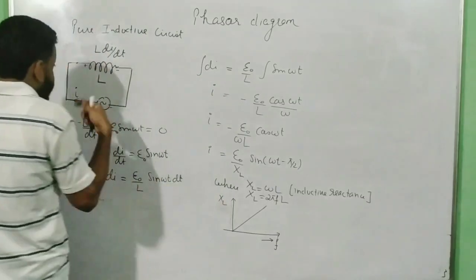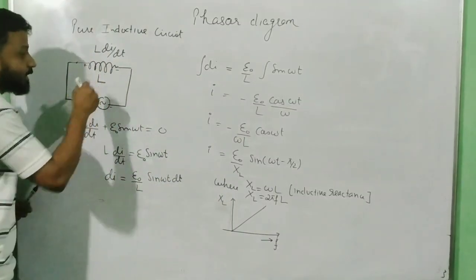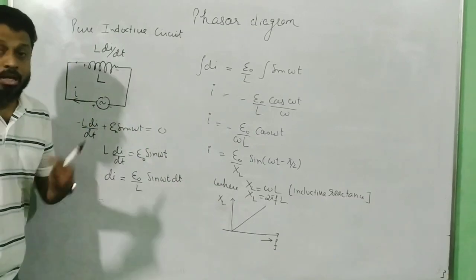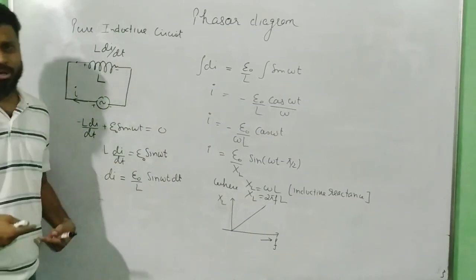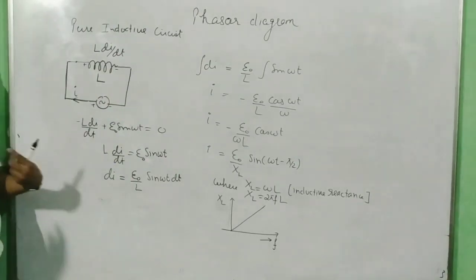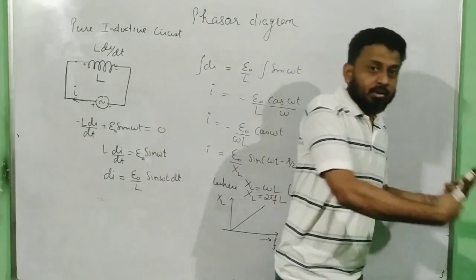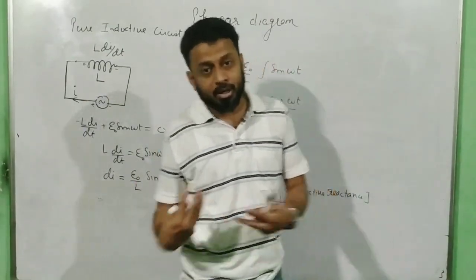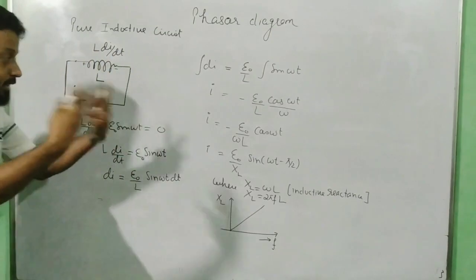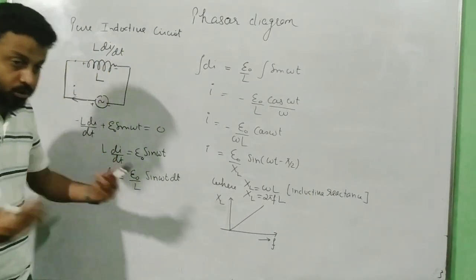So if the current is changing its direction more frequently, that means the magnetic field over here will change its direction more frequently. So the flux is changing more frequently, so the induced EMF will also be more in amount. It will try to oppose the cause, and if the cause is high, it will also try to oppose high. That means the resistance offered by the inductor is high now, because it's trying to oppose the cause.